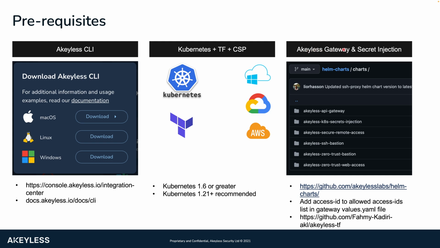You will also need to have an Akeyless API gateway installed. Make sure to have your access ID that you've used to configure your CLI added to the allowed access IDs list in your gateway's values.yaml file. Otherwise, you'll get permission errors and you won't be able to complete the Kubernetes authentication step. Finally, download the Terraform files. You can find those on my GitHub repo here.